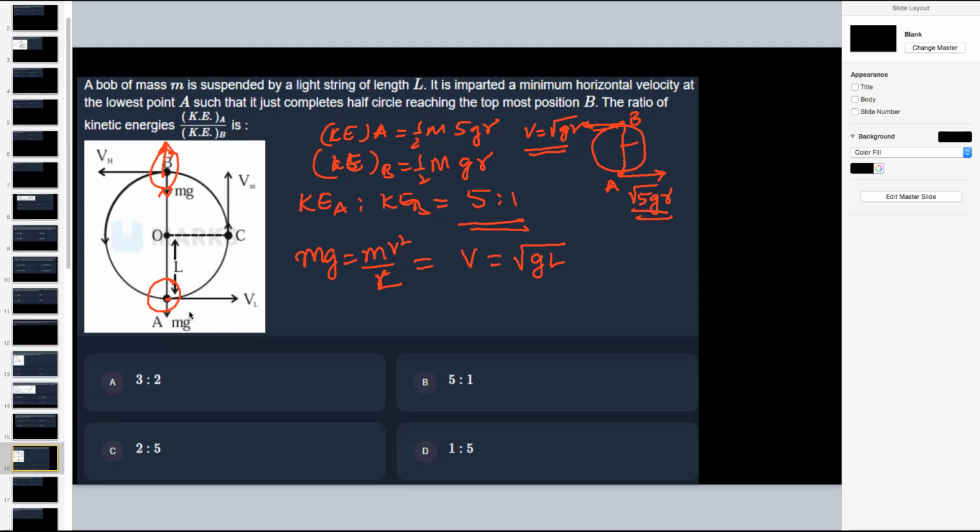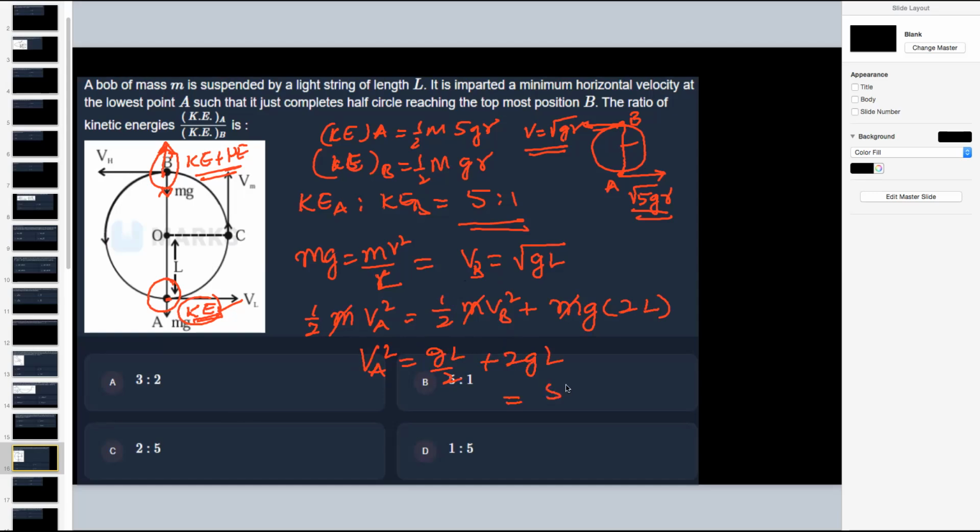Similarly, at point A, the body has only kinetic energy. At point B, the body has kinetic energy as well as potential energy. Now, from law of conservation of energy, you can equate these two energies. So I can write half m vA square equal to half m vB square plus mgh. h is nothing but 2L. From this, m will get cancelled. vA square is equal to vB square, already we got vB square is gL, that is gL by 2 plus 2gL. Or this is equal to 5 by 2 gL. Is it correct?